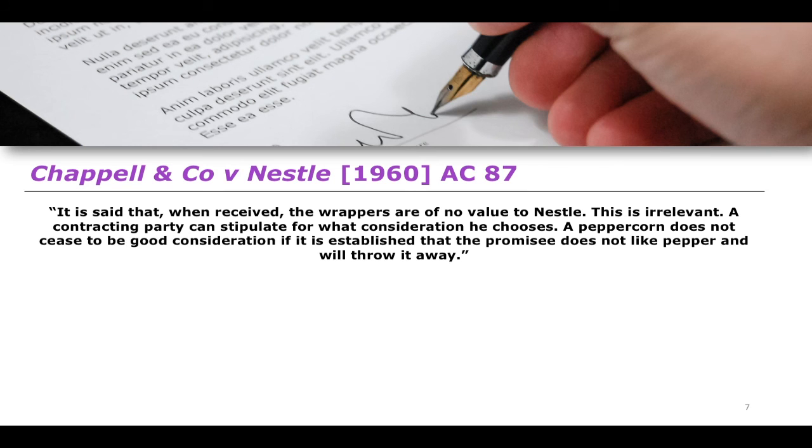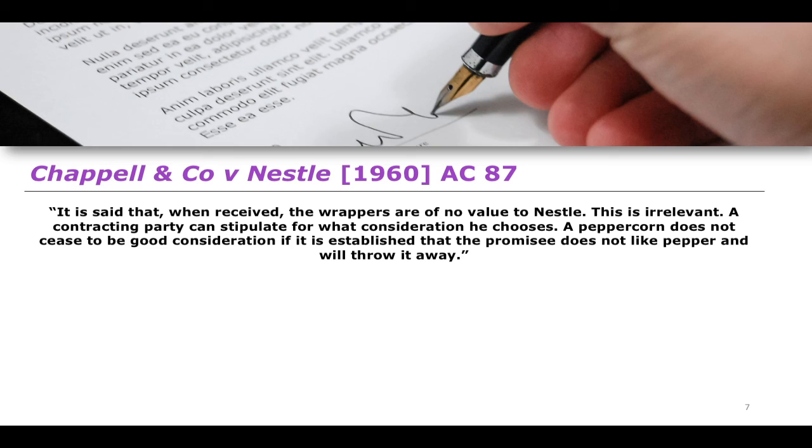Okay? This is a very important point, because it suggests here that the tangibility of value in relation to consideration being sufficient is something that is not subjective. Okay, just because to Nestle 3 chocolate bar wrappers has no value to them does not mean that it objectively has no value tangibly whatsoever. And so the question of whether or not they had value to Nestle was an irrelevant point of fact. And the analogy used of peppercorns being thrown away because the promisee doesn't like pepper does not mean, therefore, that pepper has objectively got no value or peppercorns have no value.